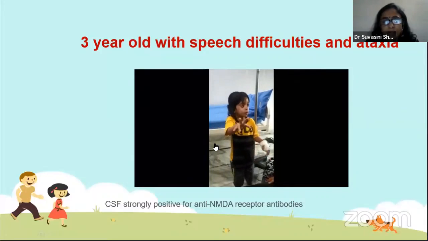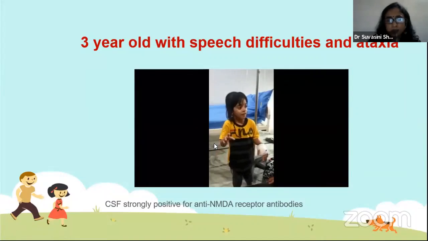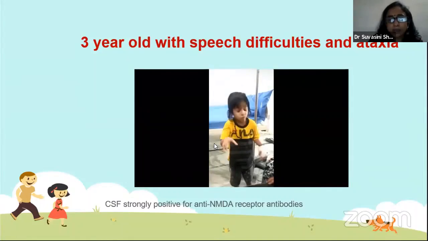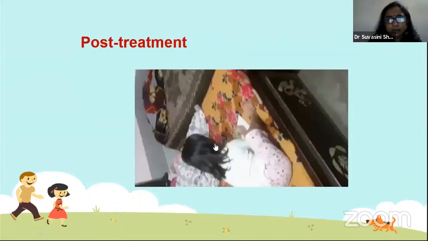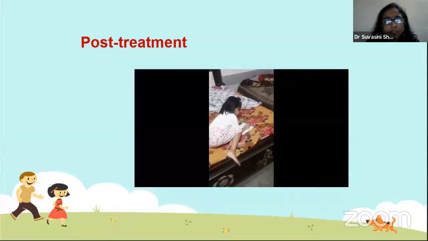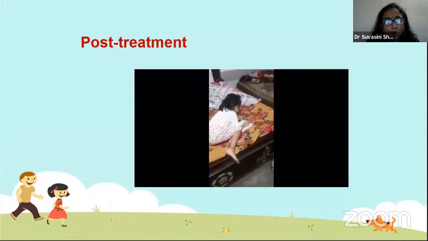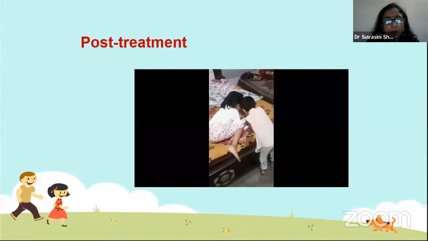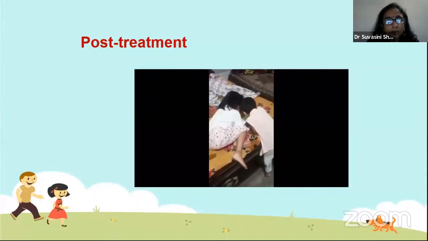This child presented with a different presentation. She had ataxia and speech difficulties, and she was speaking much less than she used to speak. Now, CSF was strongly positive for anti-NMDA receptor antibodies. And after treatment, you can see that she is back to normal. She's talking normally. Her coordination is back to normal.